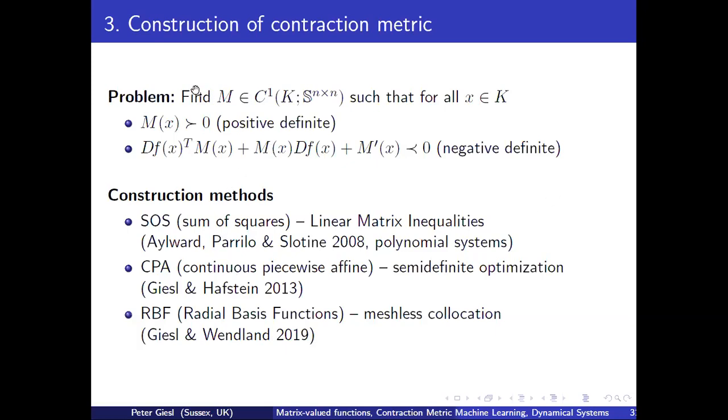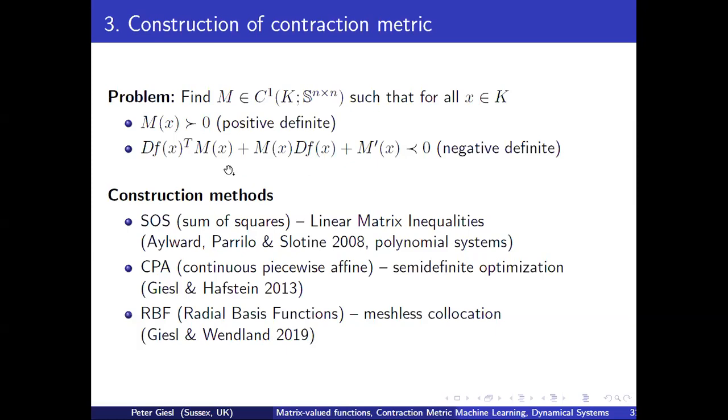So let's recap what our dynamical systems problem was. We want to find a matrix-valued function M with values in the symmetric matrices so that M of x is positive definite for all x, but this quantity here is negative definite. This means M defines a scalar product, so it needs to be positive definite, and this corresponds to the contraction of solutions with respect to this matrix.